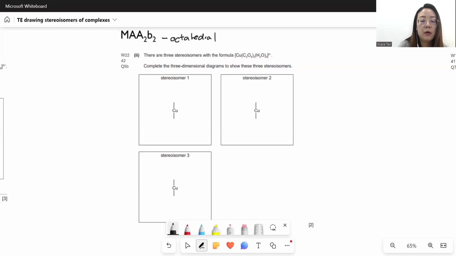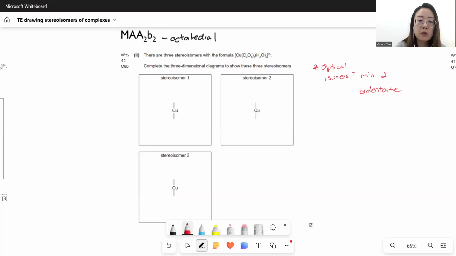All right. Now, first, I would like to give you a tip. To show optical isomers, you must have a minimum of 2 bidentate. Just now the first one was 3 bidentate. They already achieved the minimum of 2. Of course, they will show optical isomerism. For this example here, this one has 2 bidentate. They already achieved the minimum, hence they are able to show the optical isomerism.